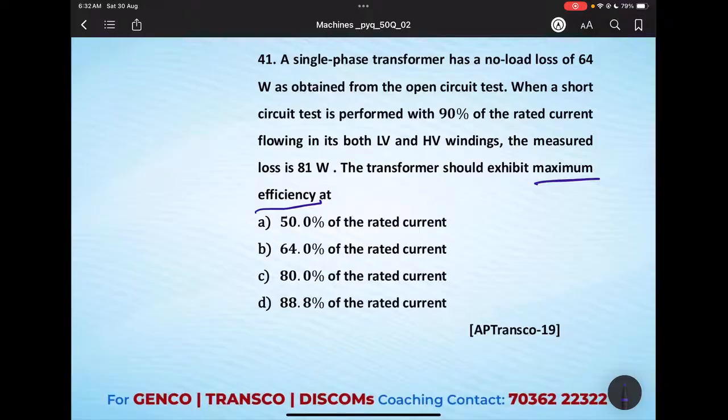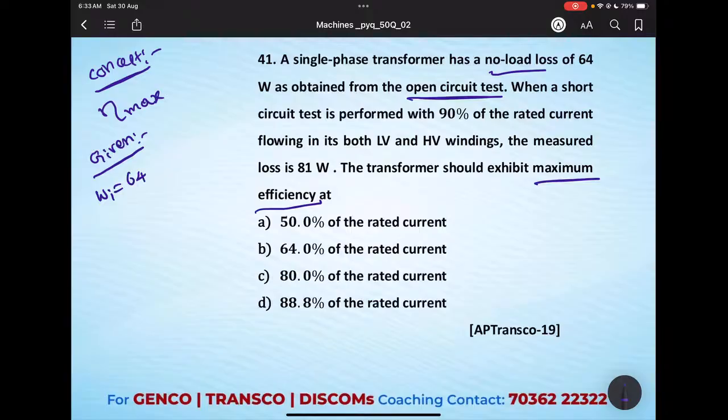Okay, let's look into the question. The question is about maximum efficiency. What is the concept behind this question? From the given data, what did we observe? The no load loss at open circuit test is nothing but the iron losses. They are given at rated condition, so it will be the actual iron losses.